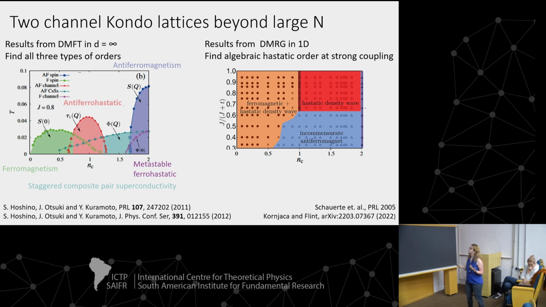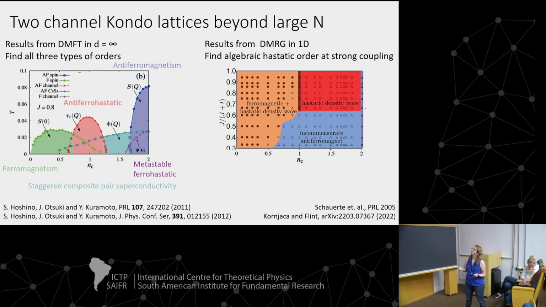And then my student Milan and I recently revisited this using DMRG, and Milan really did all the work, actually looking for this kind of hastatic order. We found basically a density wave version almost everywhere at strong coupling. So all of these red-orange regions are hastatic order. And this region here at quarter filling is a 2-channel Kondo insulator with this staggered hastatic order. Okay, so this suggests this is a real phase. It occurs beyond large N theory.